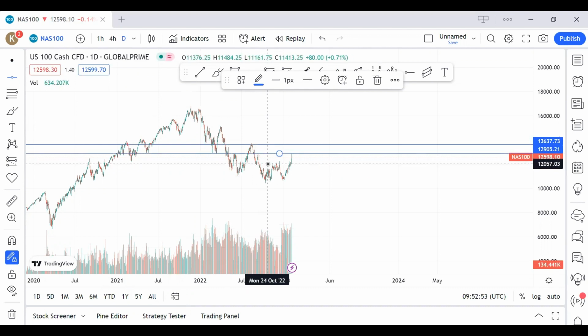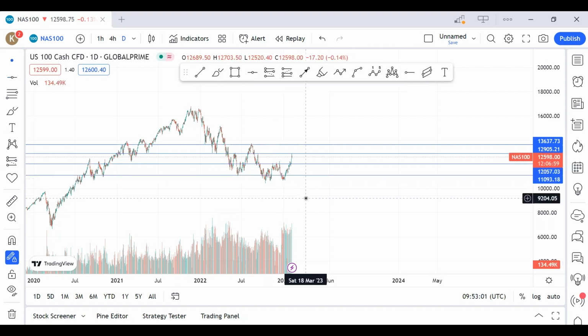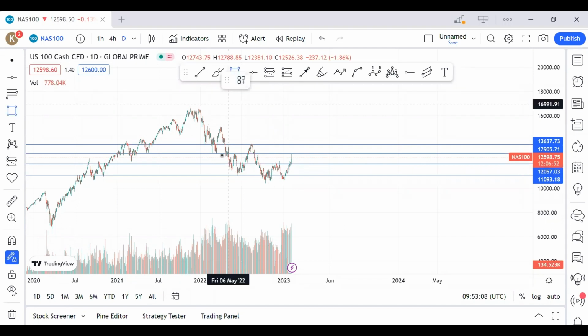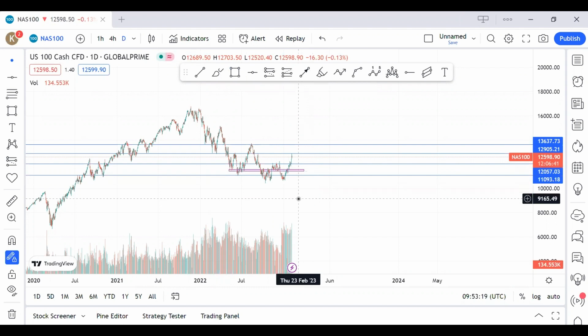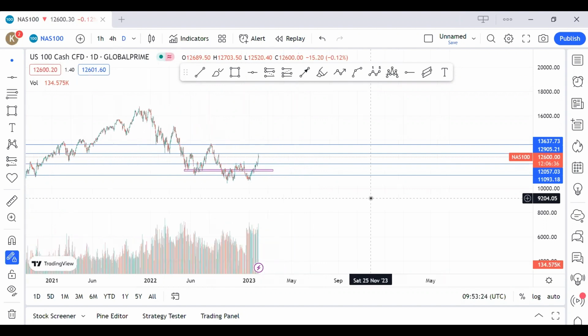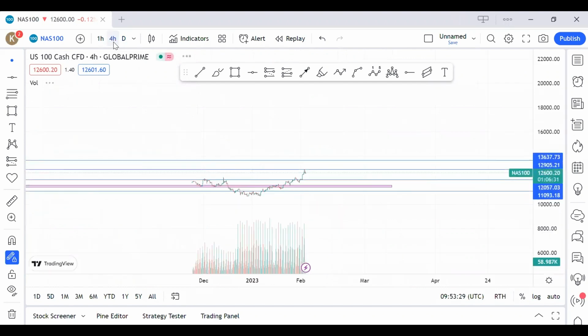Okay, so I'm placing my zones. Yeah, I think I'm done here. Also this zone here, let me do that because I can see a bit of a zone at this level here. Okay, so since we have highlighted our zones on a daily time frame, let's move to a 4-hour time frame.